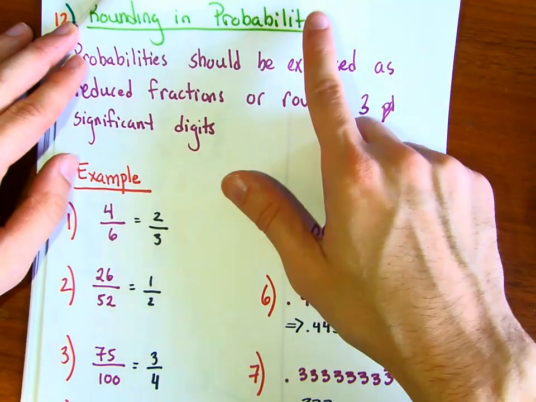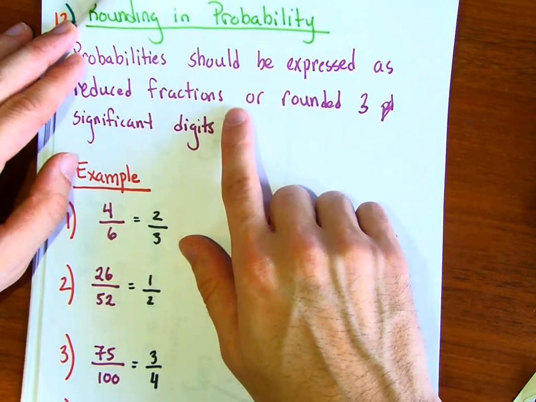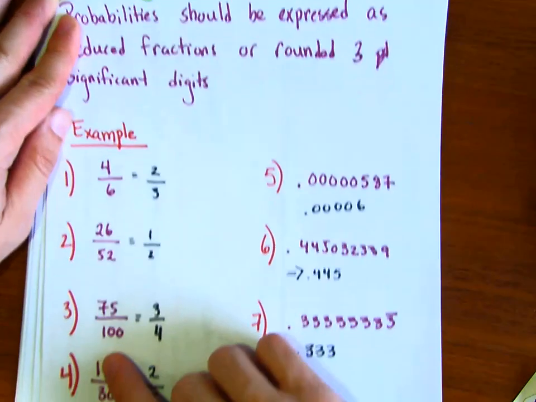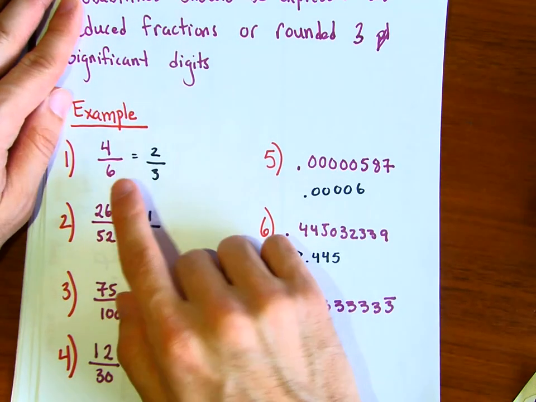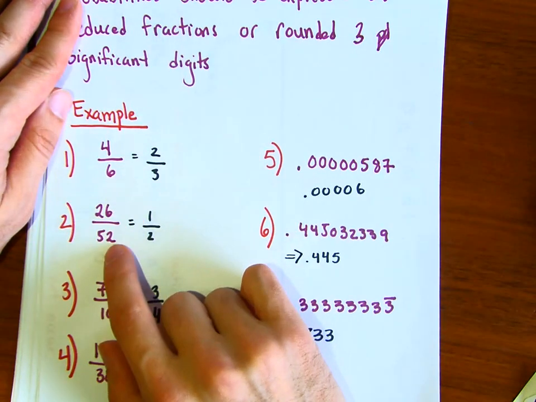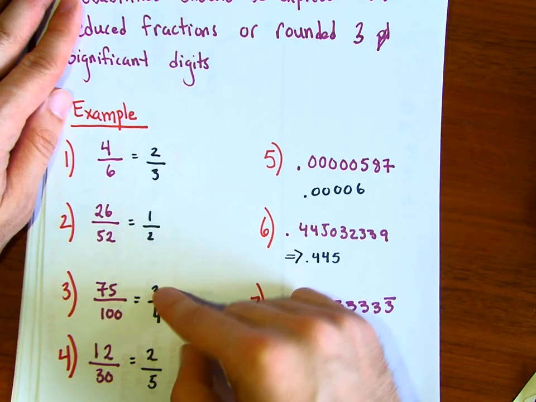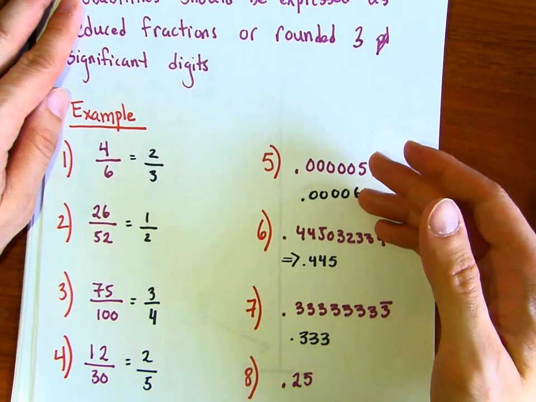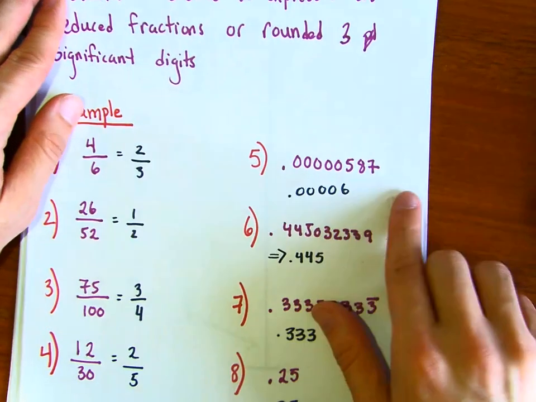When you're rounding in probability, your fractions should always be reduced. And here are some examples. Like if I have 4 over 6, how do you reduce that? 26 over 52, that's a half. You just have to reduce your fractions, or you could round it to 3 significant digits.